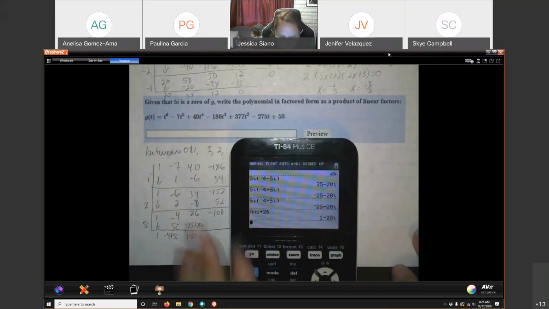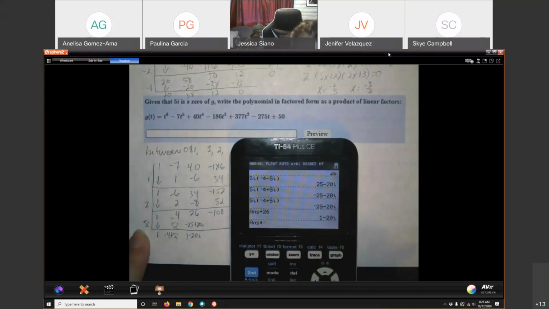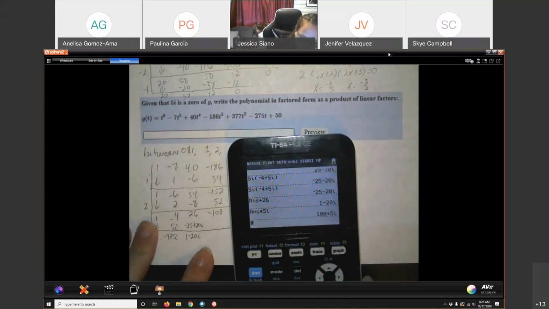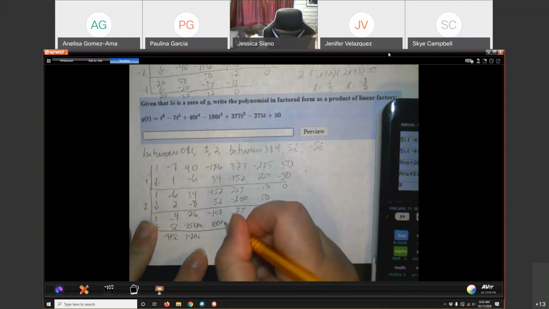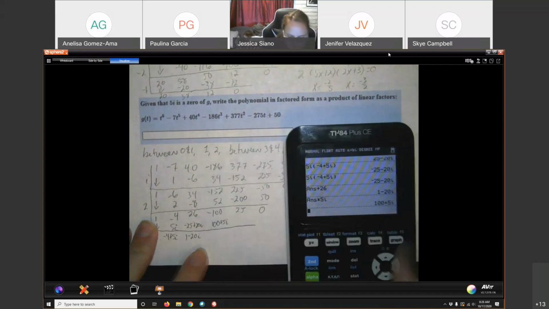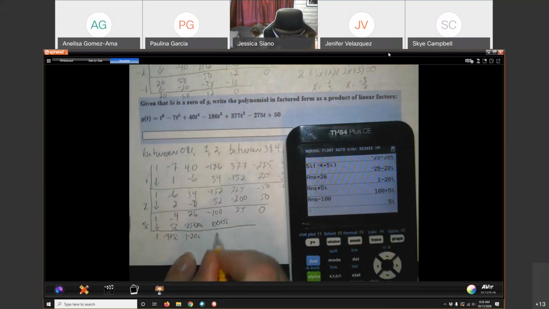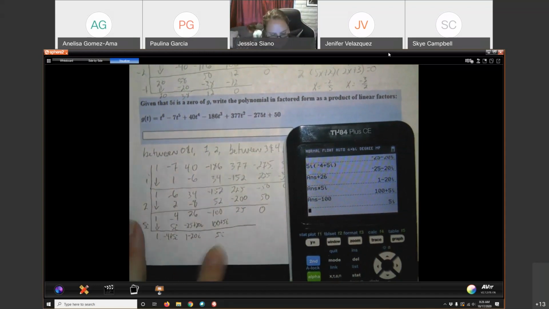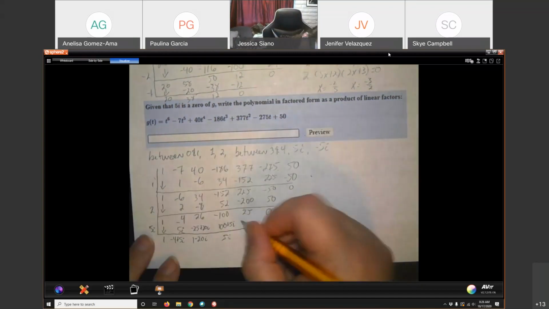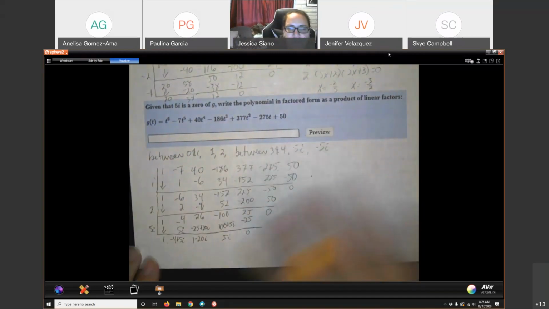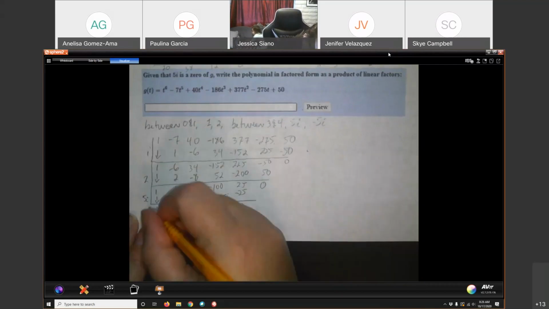Then I'm going to multiply that times 5i again. 100i plus 5i. And then I'm going to subtract 100, just 5i. Then I'm going to multiply 5i times 5i. Negative 25. That's why I said you're definitely going to want your calculator.